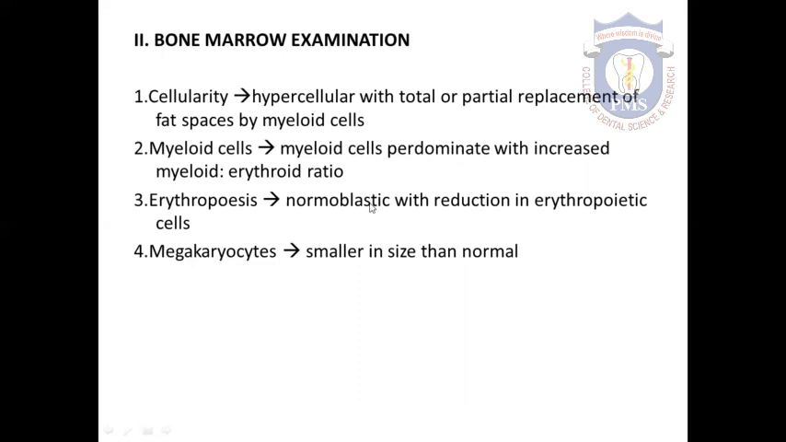When we look at the myeloid series, the myeloid cells predominate the marrow cellularity with an increase in myeloid to erythroid ratio compared to normal. Erythropoiesis will be normoblastic with a reduction in erythropoietic cells. And when you look at the megakaryocytes, they are conspicuous but are usually smaller in size than normal.